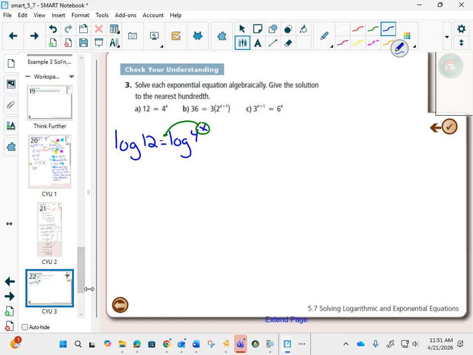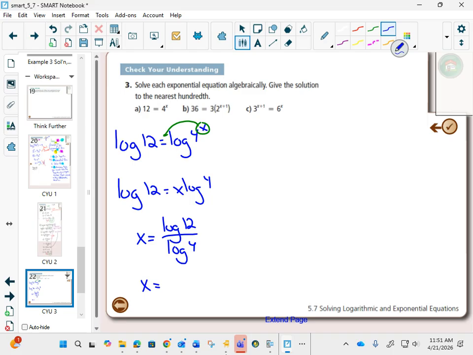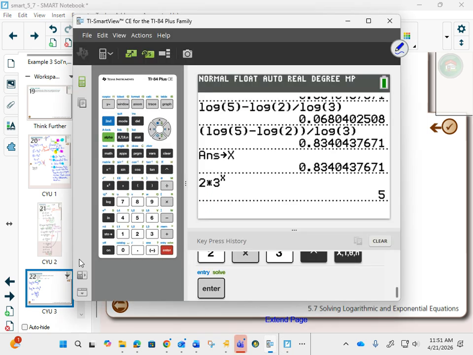Okay? So my next step here is I have log of 12 equals x log of 4. And I can get the x by itself by doing log of 12 divided by log of 4. And these are almost exclusively on the calculator part, because they want you to round to 3 decimal places.